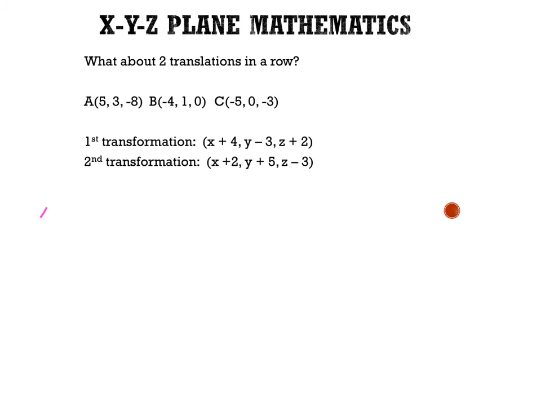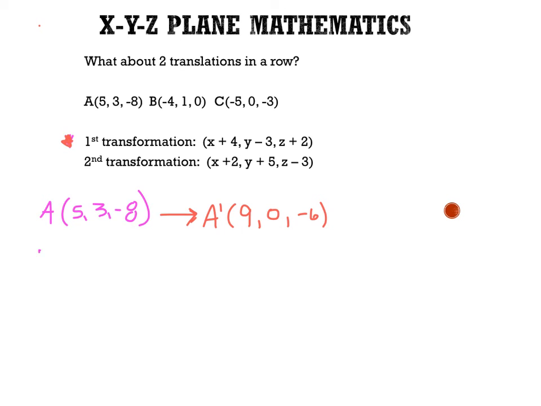So let's take A, which is at the point 5, 3, negative 8. And let's do this first translation here. So I'm taking the x value and I'm adding 4. So I should have good notation here, first of all. Let's make sure I'm labeling my points accordingly. So I have A prime, that's what I'm translating to. I add 4, so this becomes 9. Subtract 3, so it becomes 0, and add 2, so that's negative 6.